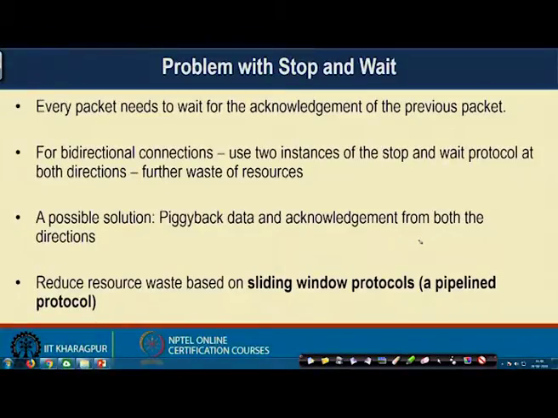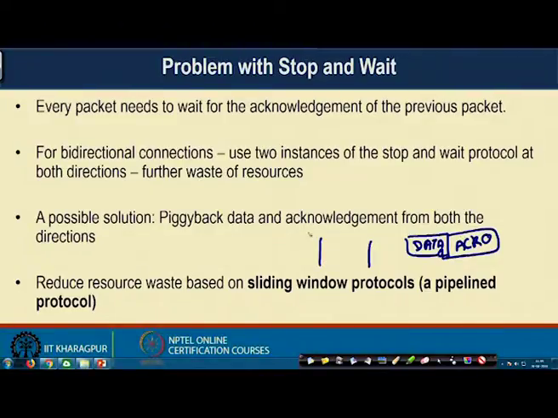One possible solution to this problem is that you can piggyback data and acknowledgement from both directions. Piggybacking here means that whenever you are sending a data frame, along with the data frame you also add the acknowledgement. So, say this data is going for sequence 1, and along with it you send the acknowledgement for the previous one coming from B to A.